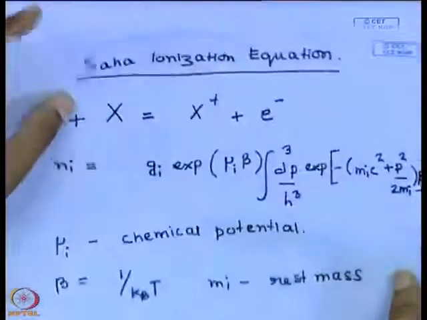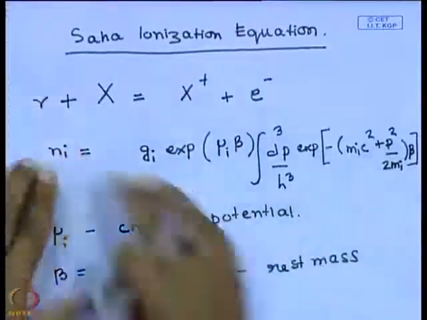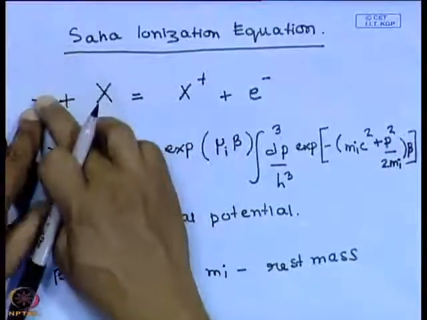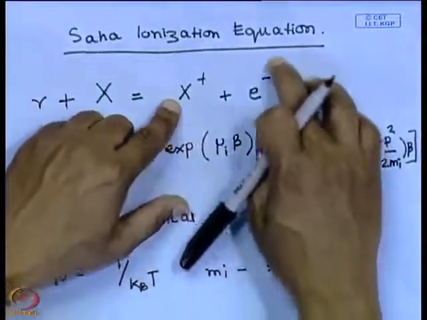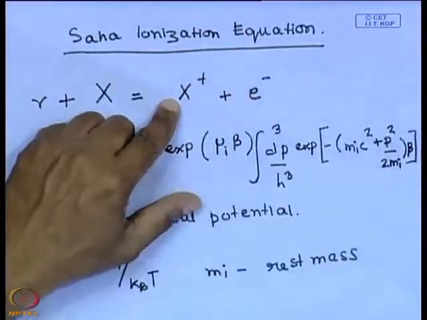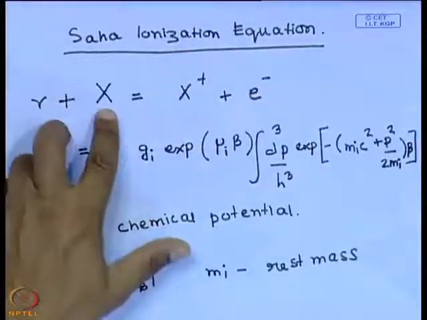Now, in thermal equilibrium, the chemical potential of all the species on the left hand side of this equation is equal to the chemical potential of all the species on the right hand side of this equation. We know that in thermal equilibrium this should be true.